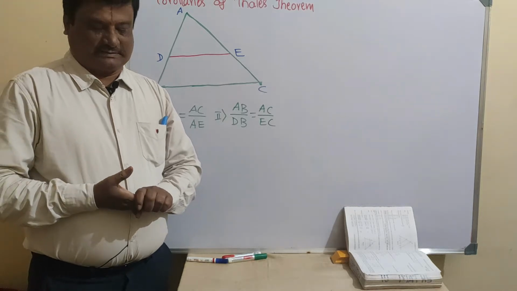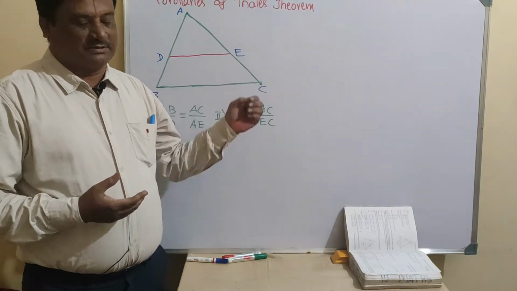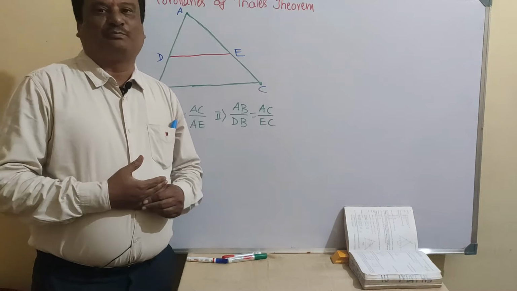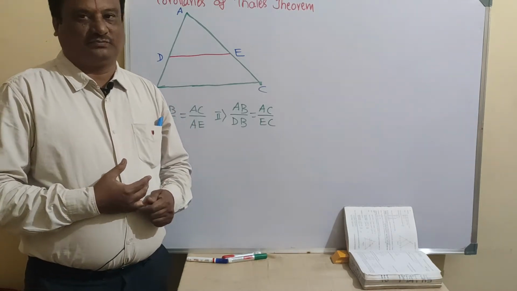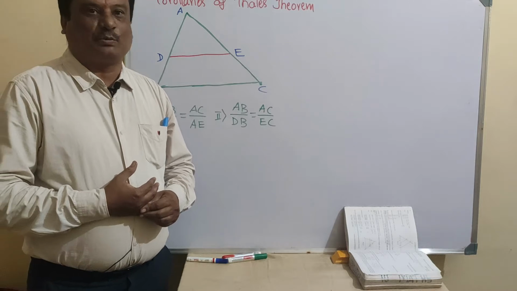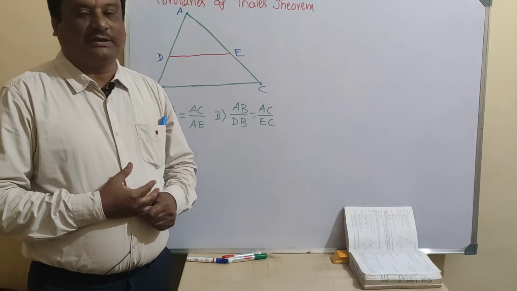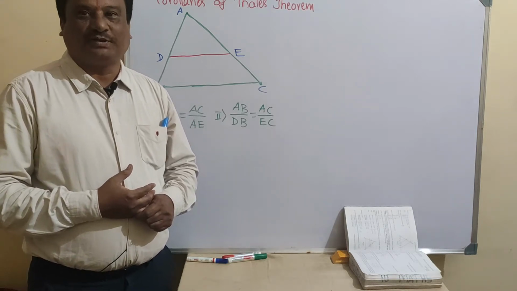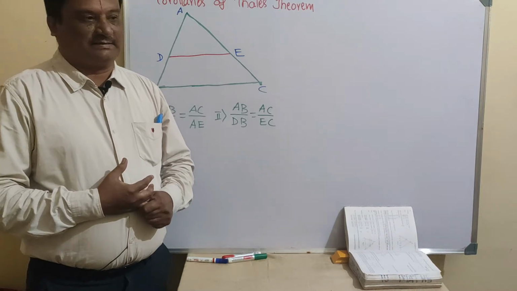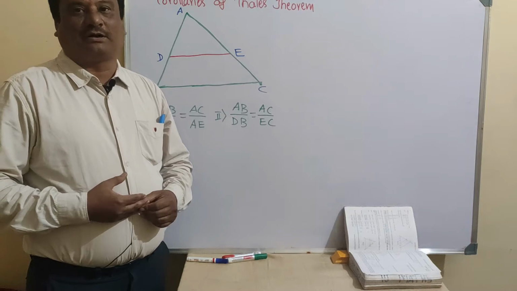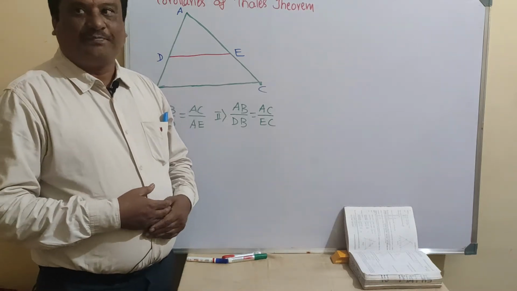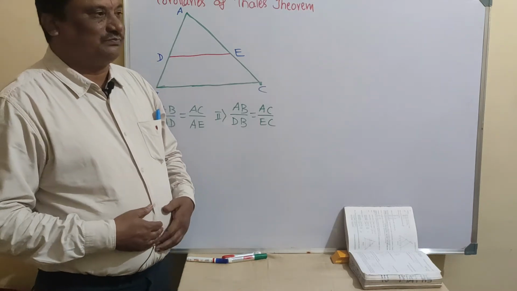In the previous class, we proved the Thales theorem, or basic proportionality theorem. The other name of basic proportionality theorem is Thales theorem. Today, let's learn some of the corollaries of basic proportionality theorem.